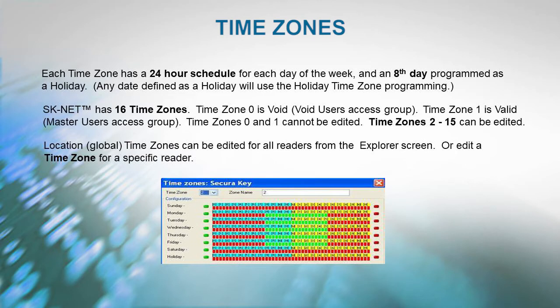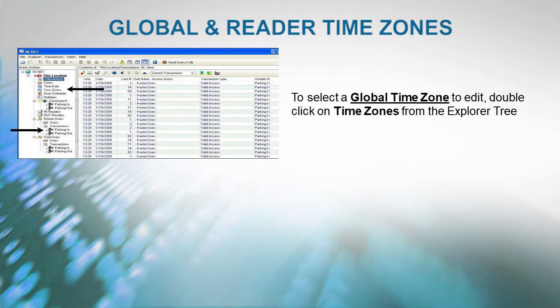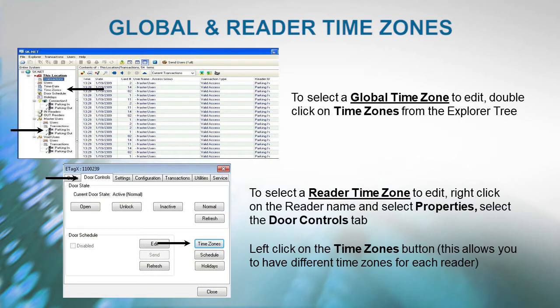Location, or global, time zones can be edited for all readers from the Explorer screen. You can also edit a time zone for a specific reader. Global and reader time zones. To select a global time zone to edit, double-click on Time Zones from the Explorer tree. To select a reader time zone to edit, right-click on the reader name and select Properties. Select the Door Controls tab.